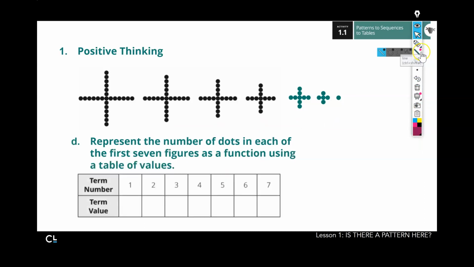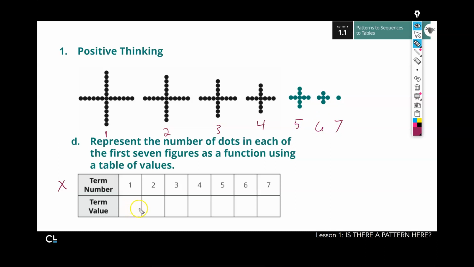We're going to look at these figures, and the term number is your independent variable. It is your domain. So this is my first drawing, this is my second drawing, this is my third drawing, this is my fourth, this is my fifth, this is my sixth, and this is my seventh.